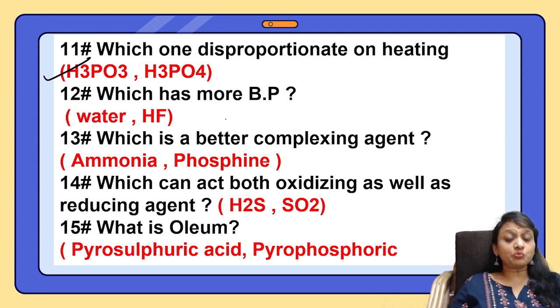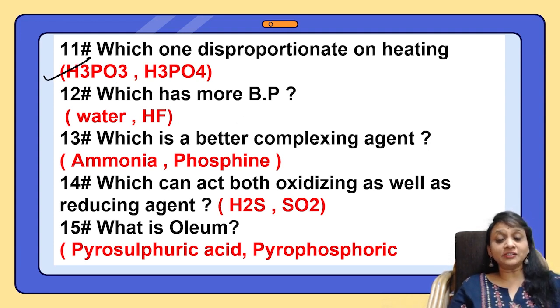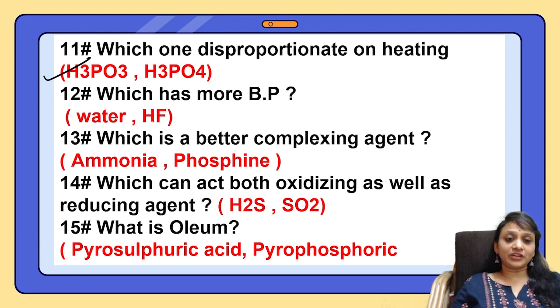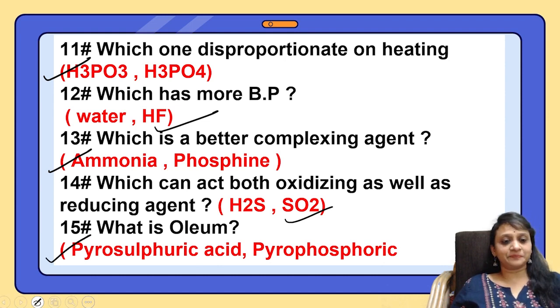Which has more boiling point? Again, you need to see the hydrogen bonding, water or HF, more electronegative. Which is a better complexing reagent? Which will form more complex? Ammonia. Which can act both as an oxidizing as well as a reducing agent? Sulfur dioxide. What is oleum? Pyrosulfuric acid or pyrophosphoric acid? We know it is pyrosulfuric acid.